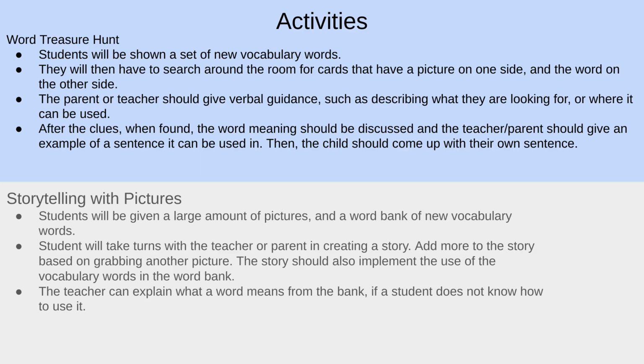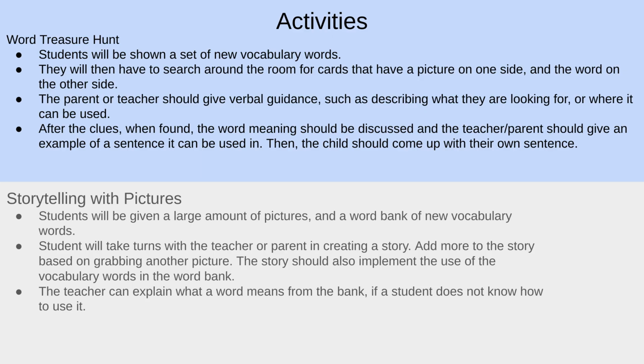The parent or the teacher should be giving verbal guidance. And this verbal guidance should be telling the child what they are looking for or where it can be used. These kinds of hints and clues can help lead them towards where they need to go to find the word. After the clues, when found, the word meaning should be discussed, and the guardian or the teacher should give an example of a sentence it can be used in. It would be best and most beneficial if the child can follow up with their own sentence.